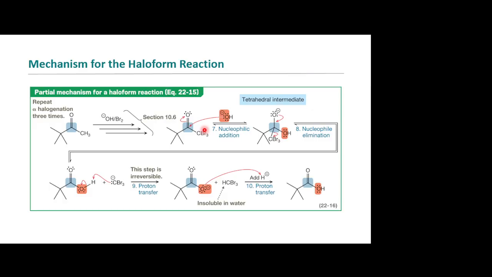This is going to make this a much better leaving group. Okay? And so this is then going to have your normal nucleophilic attack, tetrahedral intermediate, and now you have this much better leaving group right here, which is the haloform. This is then going to be what leaves. That's the nucleophilic elimination again.